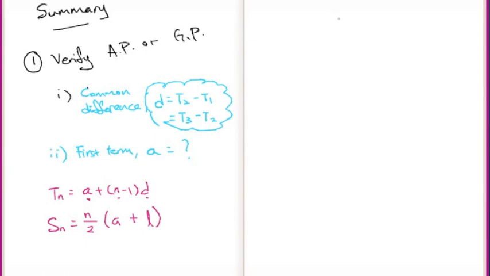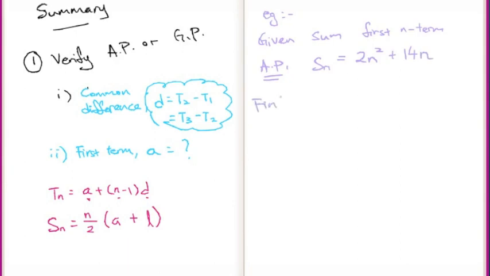Let me give you an example. I think it's easier to sum up this video with an example. You are given the sum of the first n terms, meaning you have n terms of an arithmetic progression. Good news, you were told it's an arithmetic progression. They told you Sn equals 2n squared plus 14n. Then you were asked to find 1. The first term.